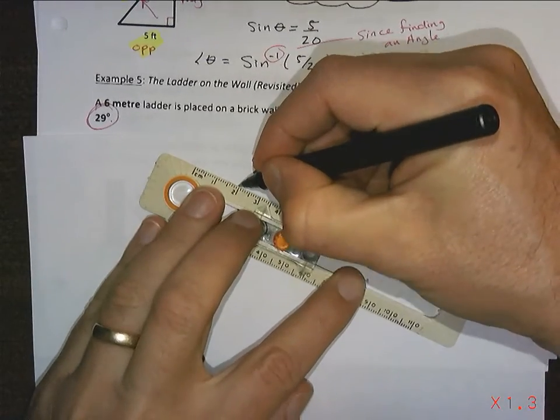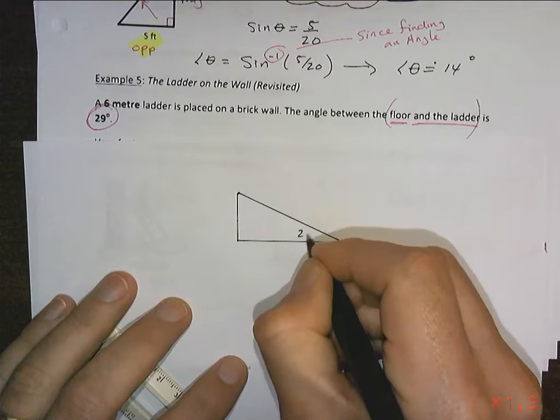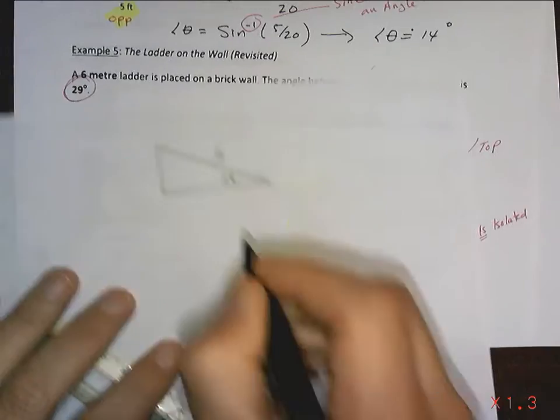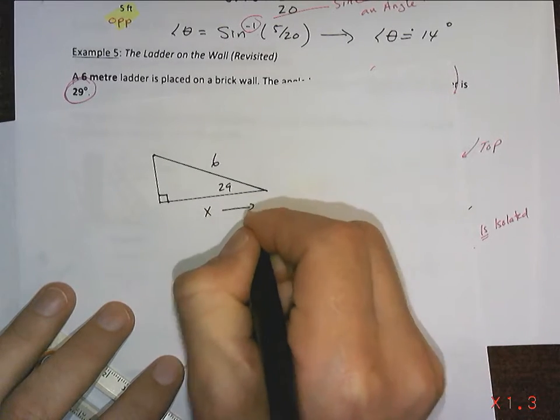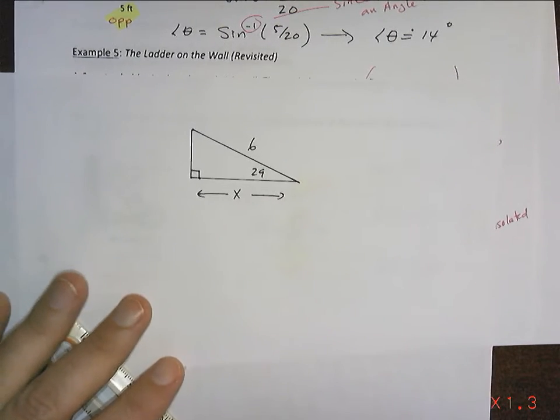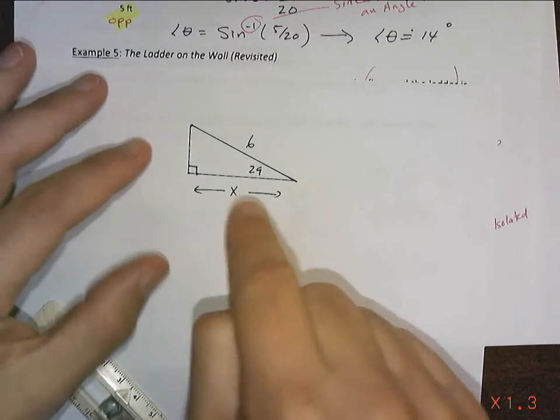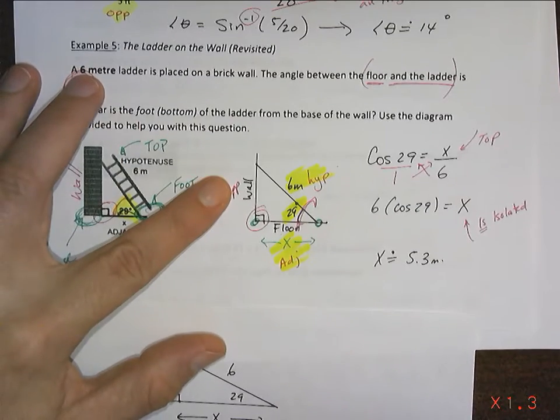Let's take this exact same question. Let's say this was 29. Let's say this is 6. Let's say this is 90. And let's say we want to get the floor. Okay, now, all of you, we solved this just a minute ago using cosine, didn't we?